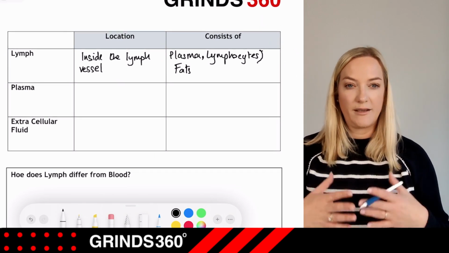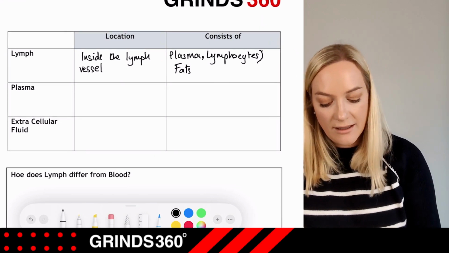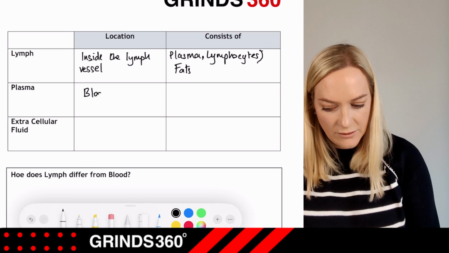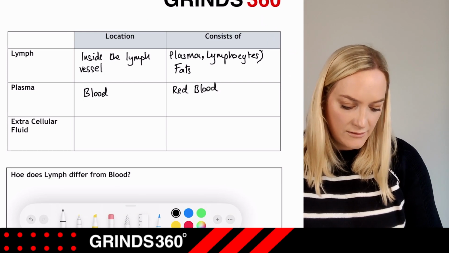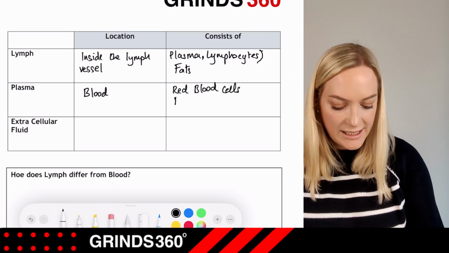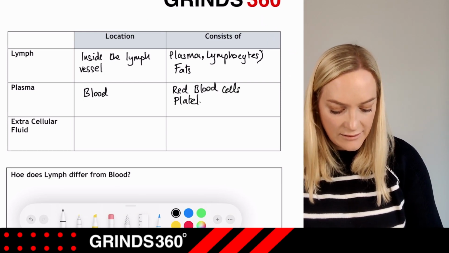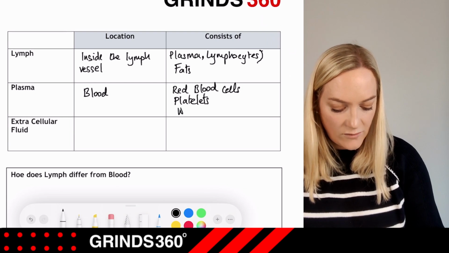Plasma, where would you find plasma? You find plasma in the blood. Plasma, what does it consist of? It consists of red blood cells. It consists of platelets. And it consists of white blood cells.